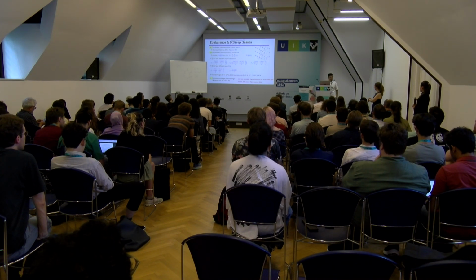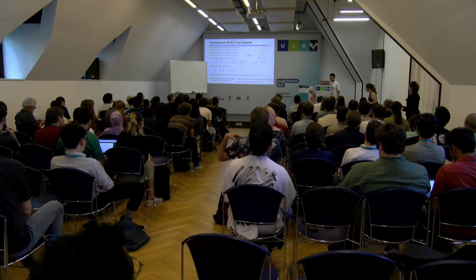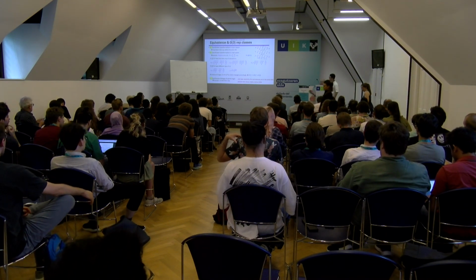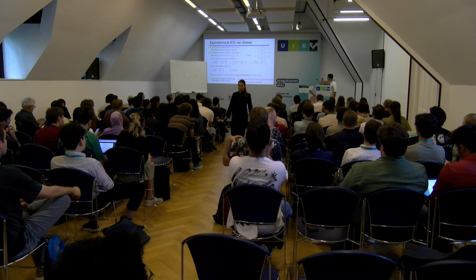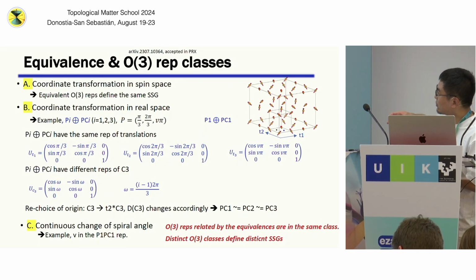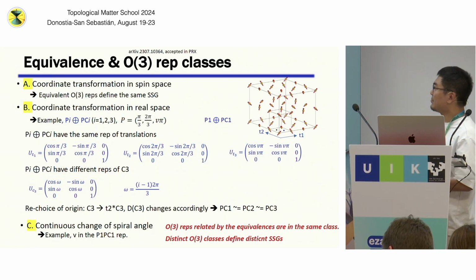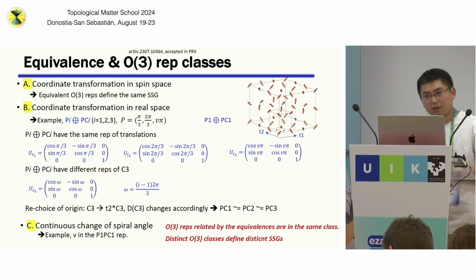There are 4 minutes. Okay, maybe I can explain a bit more. So basically, I have explained that spin space group is characterized by some three-dimensional representations. So it seems that we only need to enumerate all the possible three-dimensional representations.